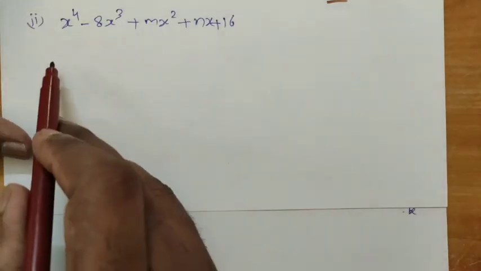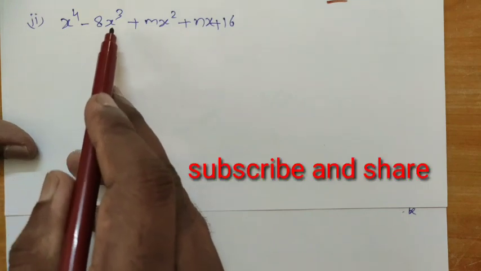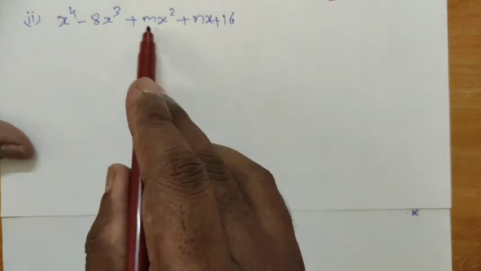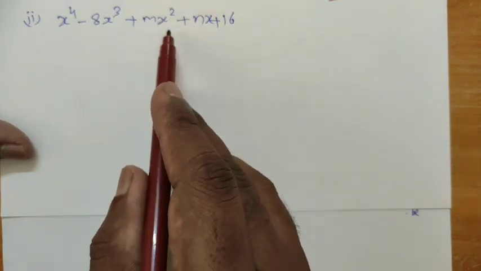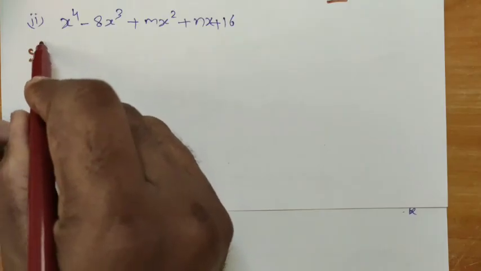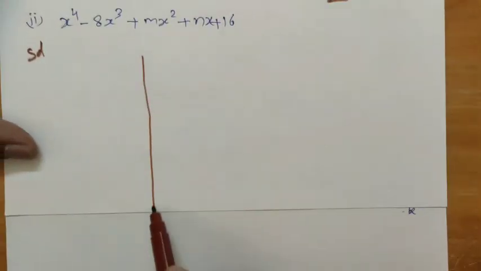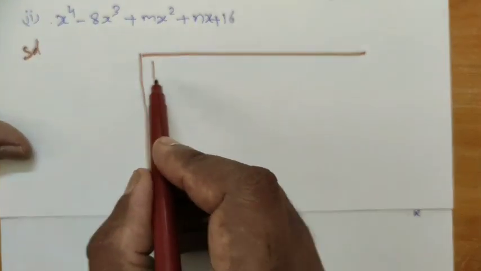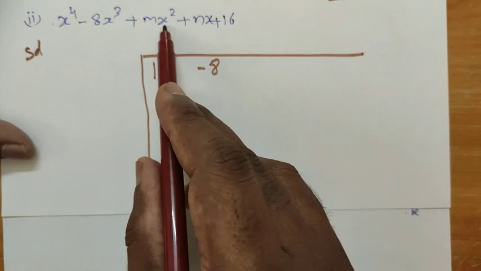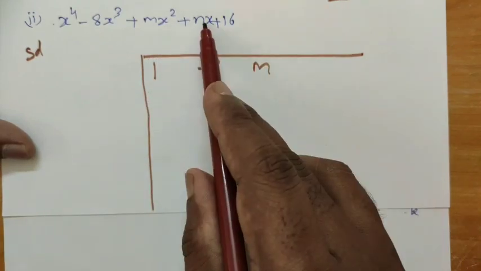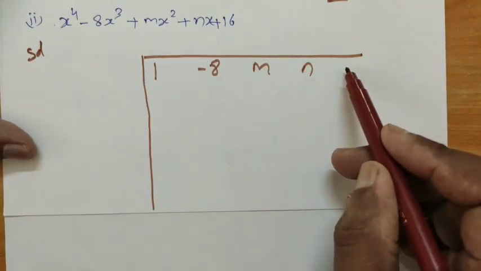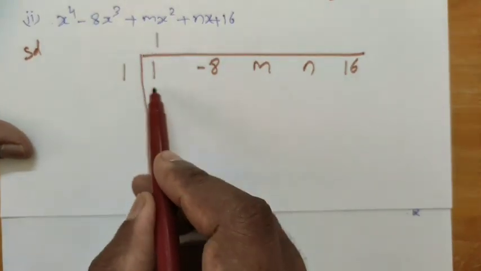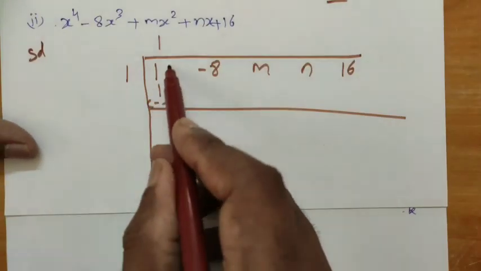See the second one, x power 4 minus 8x cube plus mx square plus nx plus 16 is given. We want to find the value of m and n, and it is a perfect square, right? Solution. I am taking only the coefficients of the given polynomial. X power 4 coefficient is 1, x cube is minus 8, x square is m, x is n, and then the constant term is 16. We want to cancel the first term, so 1 ones are 1. So the first term becomes cancelled.